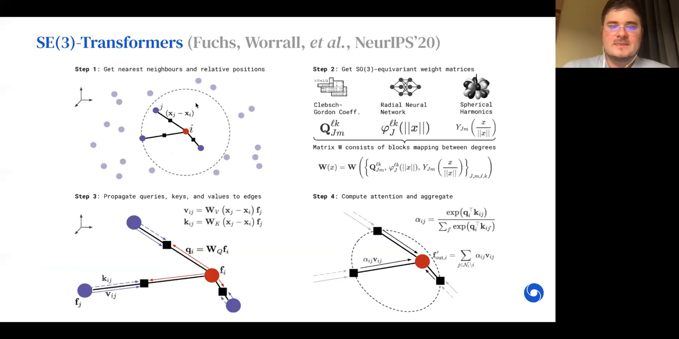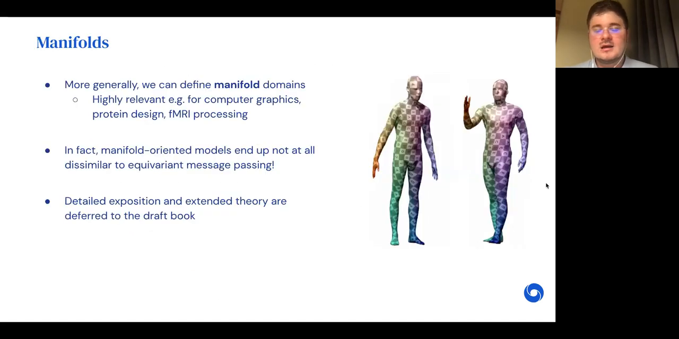So in a nutshell, you have a particular point cloud over which you define a graph representation based on, say, nearest neighbors. You pre-compute these weight matrices based on the solutions for the SO3 group. And then using those matrices, you can perform transformer aggregation or any kind of message passing and aggregate the results accordingly.